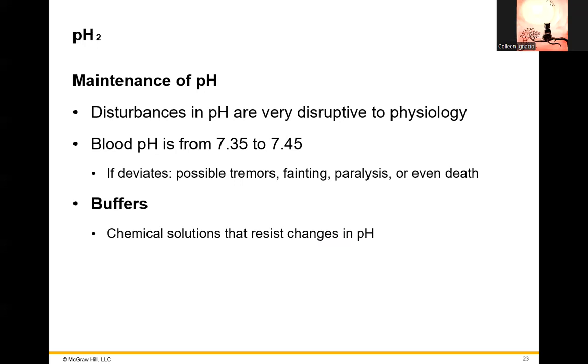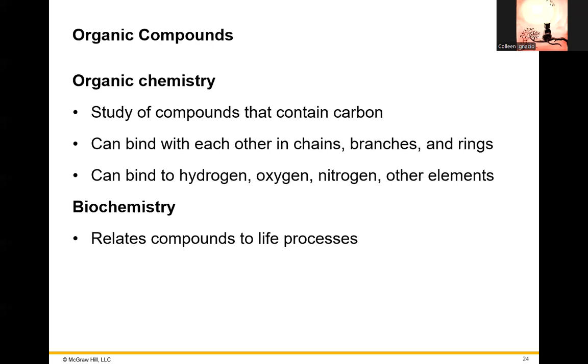When you get to your medical surgical classes, you will spend probably an entire lecture talking about acid-base balance. That is a huge concept to understand. So try to understand this concept now because you will see it again applied to the care of your patient. Buffers are chemical solutions that resist changes in pH. Okay, so it's important to understand that buffers are chemical solutions that resist changes in pH.